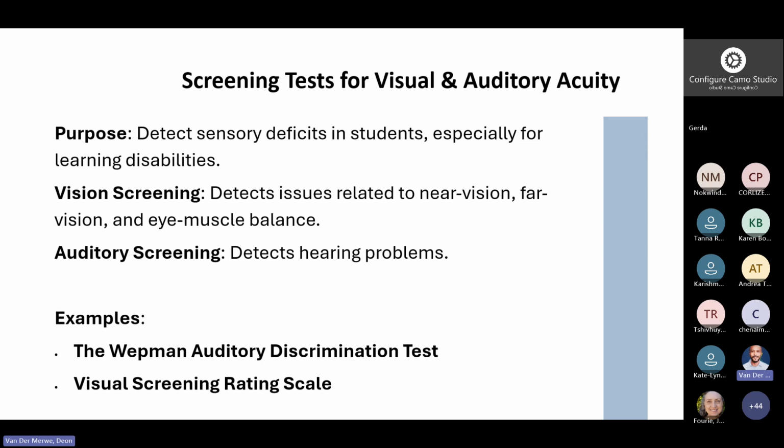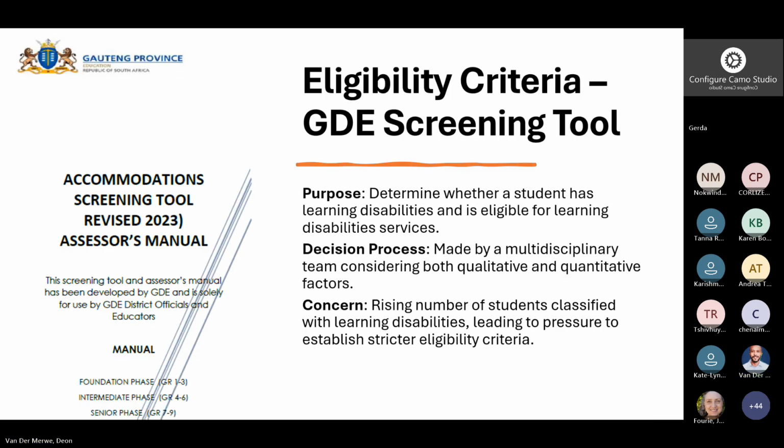Part of the screening test for visual and auditory acuity would be the Webman Auditory Discrimination Test, as well as the visual screening rating scale that is part of the SNART document.